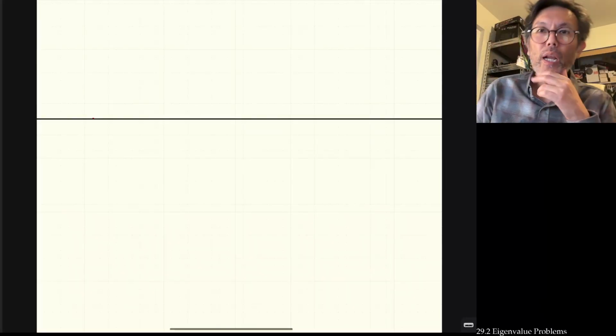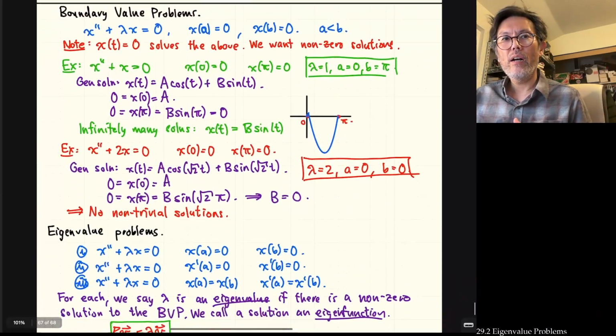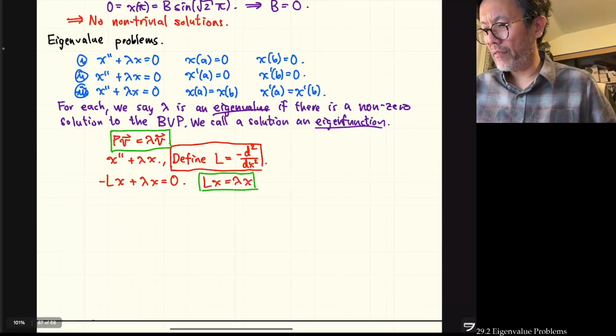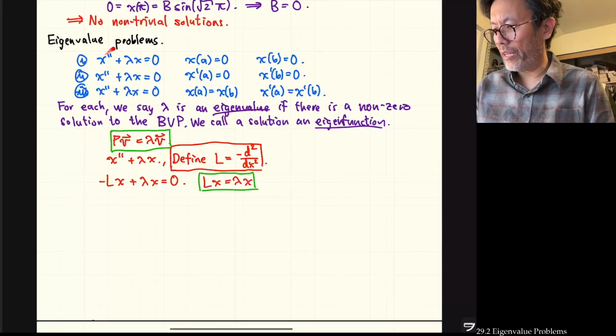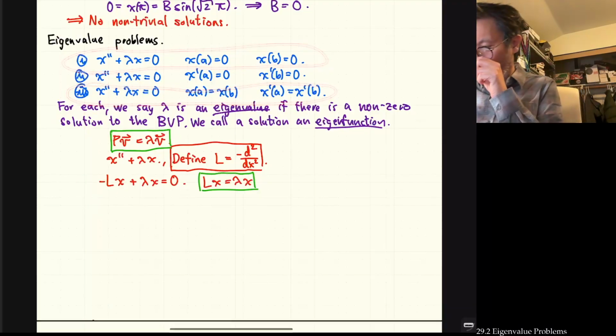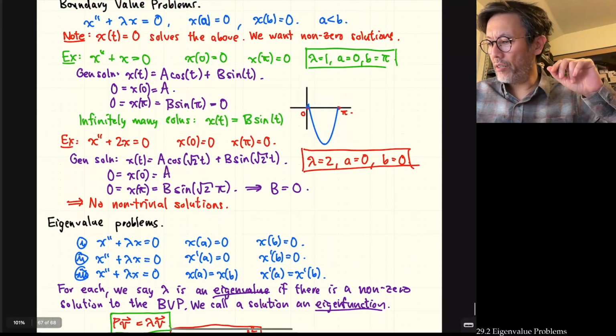Okay, in this one, I want to solve two eigenvalue problems. Now remember that an eigenvalue problem looks something like this. I'm going to focus in this video on two examples: the first example here, and the third example.